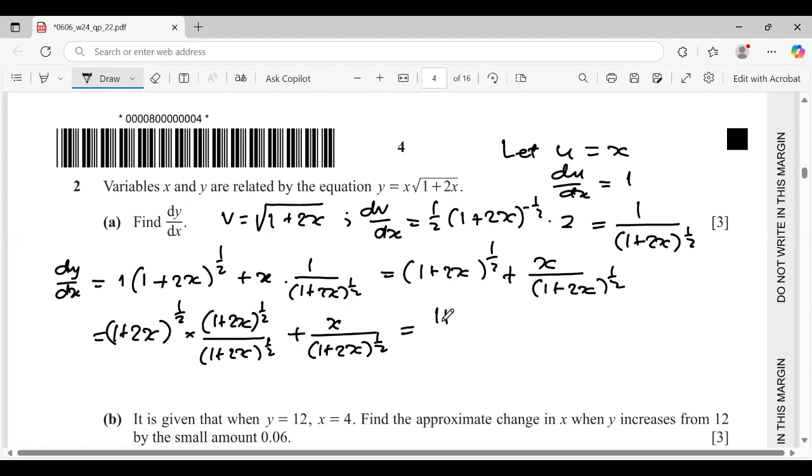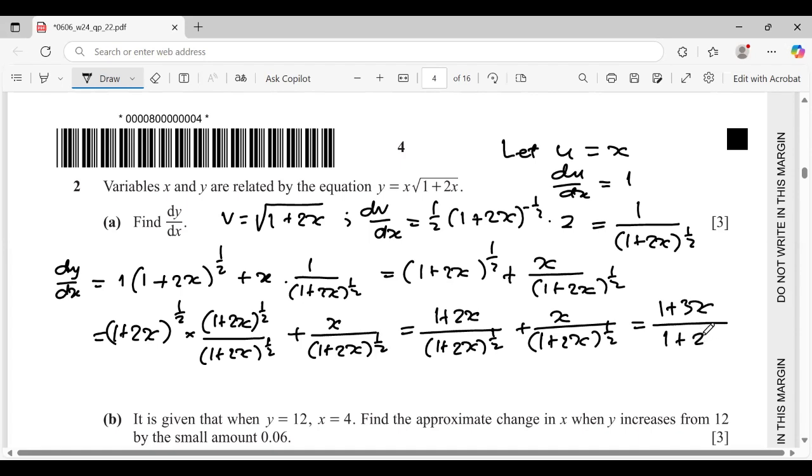That becomes (1 plus 2x) over (1 plus 2x) to the power 1 half plus x over (1 plus 2x) to the power 1 half. So it is 1 plus 3x over (1 plus 2x) to the power 1 half. So dy/dx equals 1 plus 3x over the square root of 1 plus 2x.